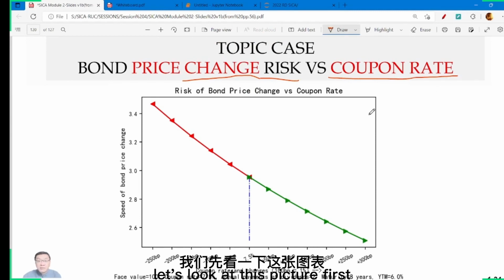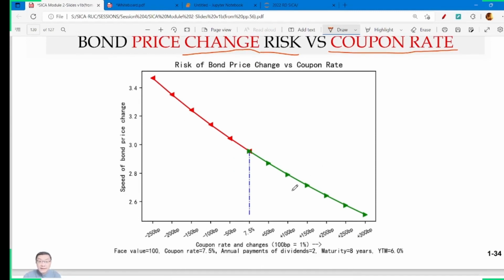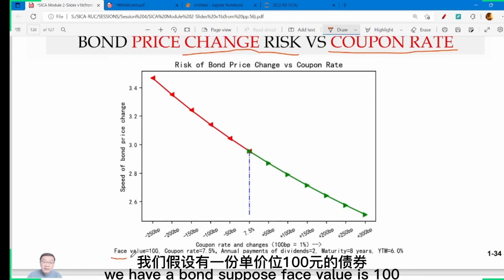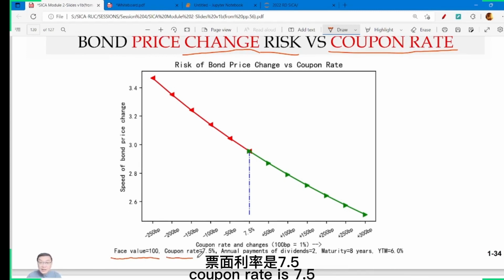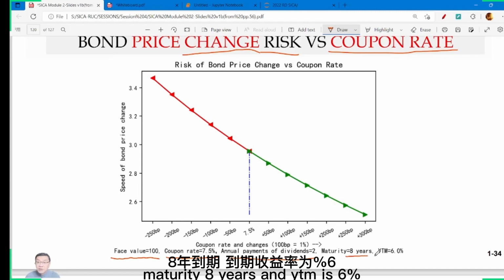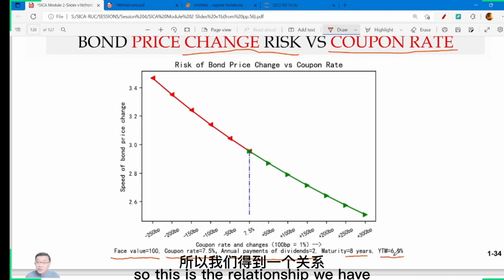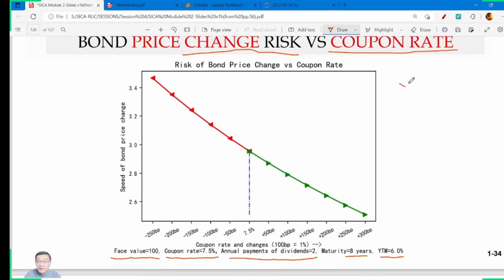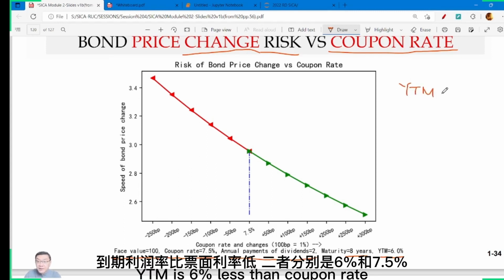Let's look at this picture first. We have a bond. Suppose face value is 100, coupon rate is 7.5, redemption 2 times a year, maturity 8 years, and YTM is 6%. So this is the relationship we have. YTM is 6%, less than the coupon rate. Here we have 7.5.